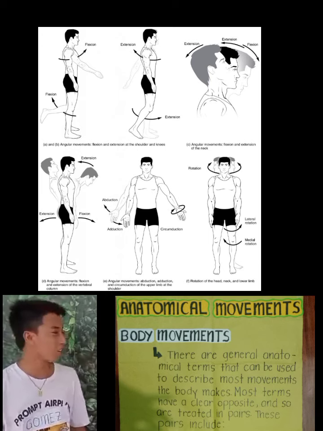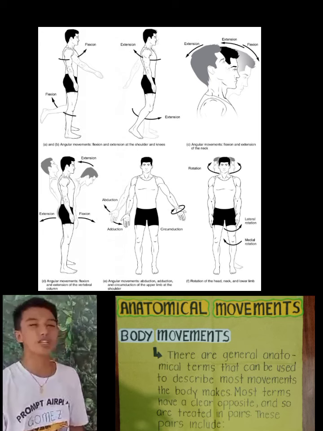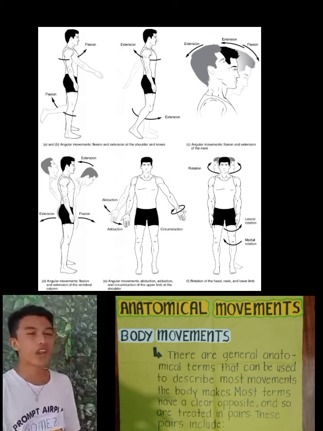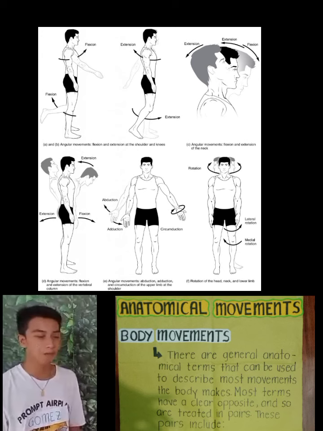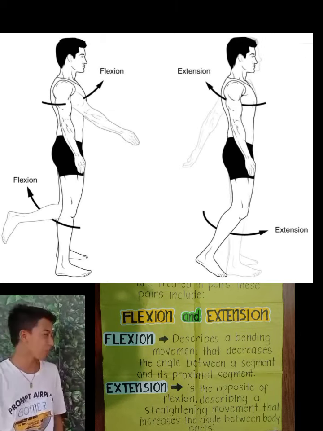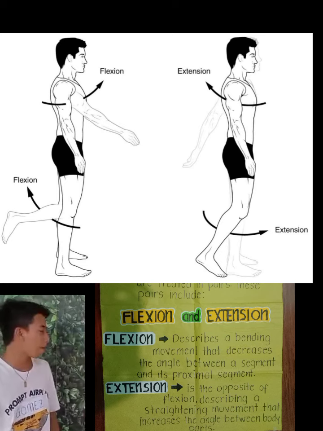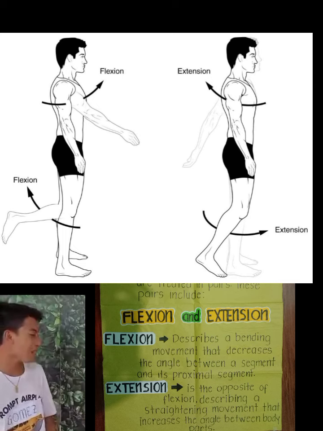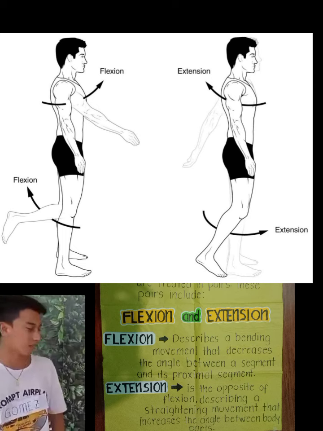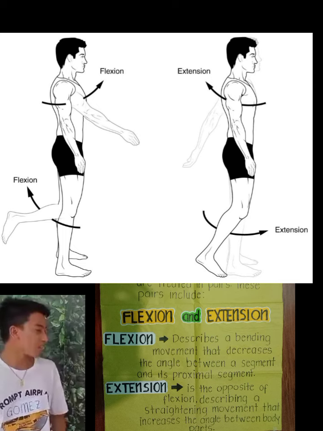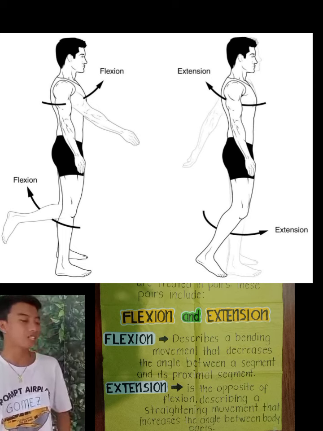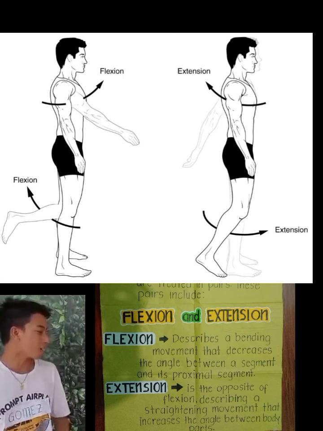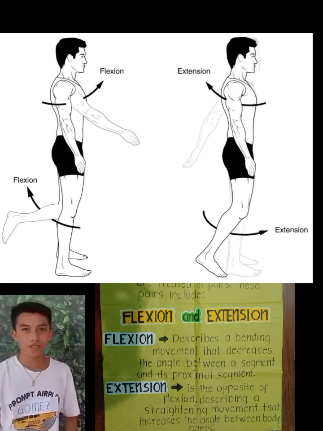Most terms have a clear opposite, and so are treated in pairs. These pairs include flexion and extension. What are flexion and extension? Flexion describes a bending movement that decreases the angle between a segment and its proximal segment, while extension is the opposite of flexion, describing a straightening movement that increases the angle between the body parts.